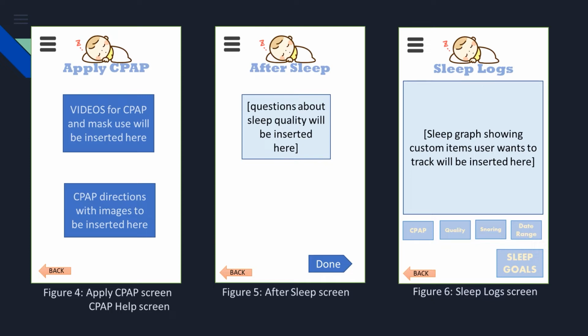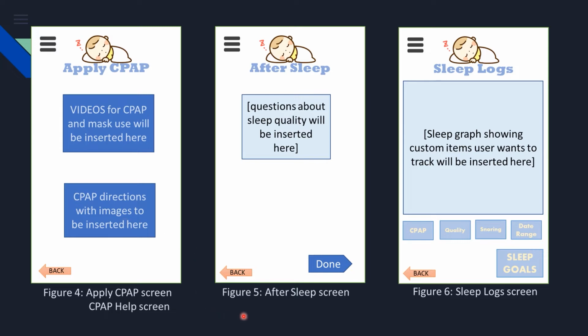And then from the top button on figure 3 brings us to the Apply CPAP screen. This Apply CPAP screen will have videos for CPAP and mask use, as well as CPAP directions with images to help guide the user in proper mask placement and CPAP use.